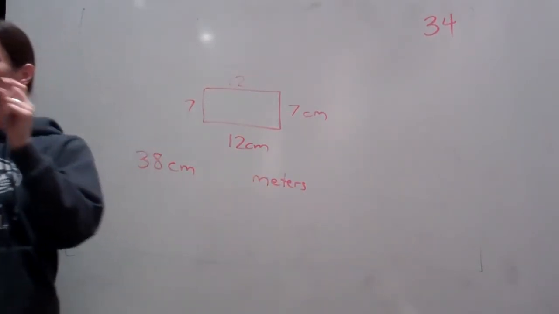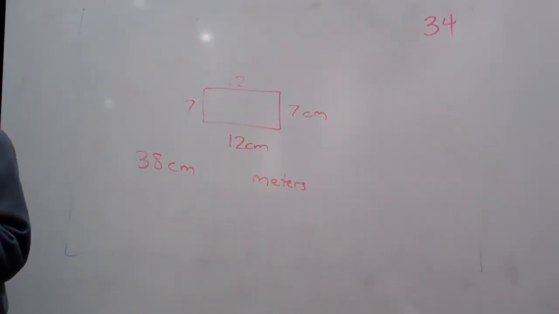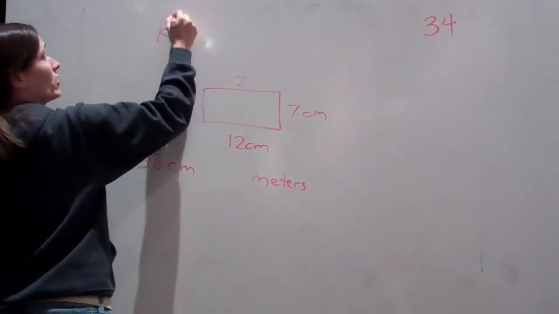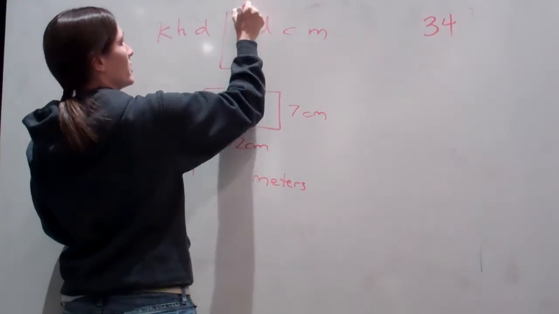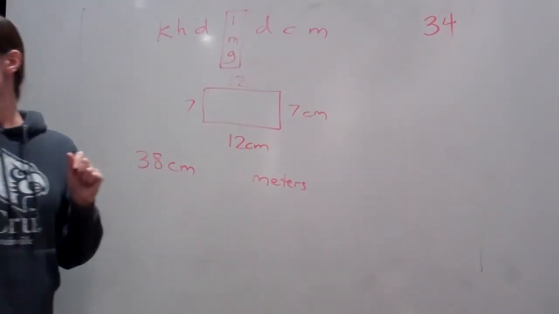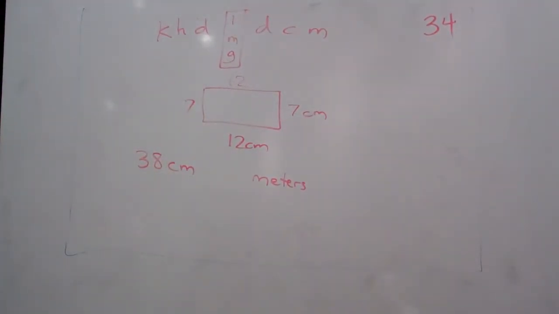Now, what I taught you on Tuesday was what? King Henry died, kissing her... Kilo, hecto, deca, meter, liter, grams. You're going to be so lost, and I'm so sorry. Watch the video when you get home and then watch this again. Okay?